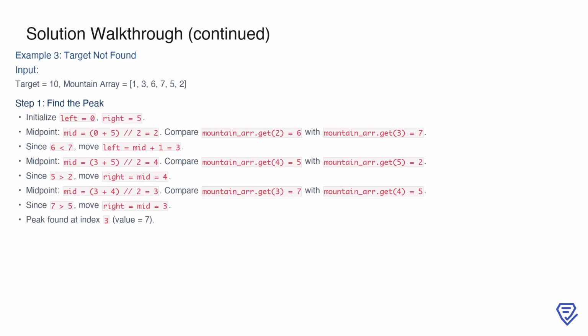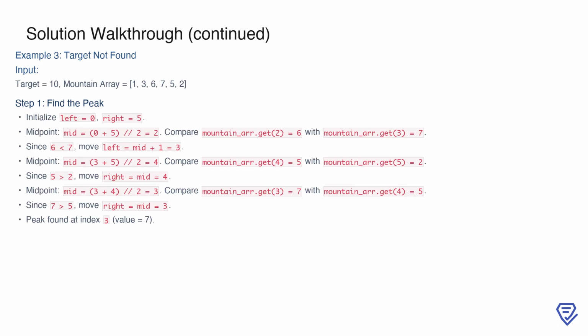At index 4, the value is 5, and at index 5, the value is 2. Since 5 is greater than 2, the peak lies in the left half, so we update right to mid, which is 4. The next midpoint is (3 + 4) // 2 equals 3. At index 3, the value is 7, and at index 4, the value is 5. Since 7 is greater than 5, we update right to mid, which is 3. Now, left and right both point to index 3, and the peak is found at index 3, with a value of 7.